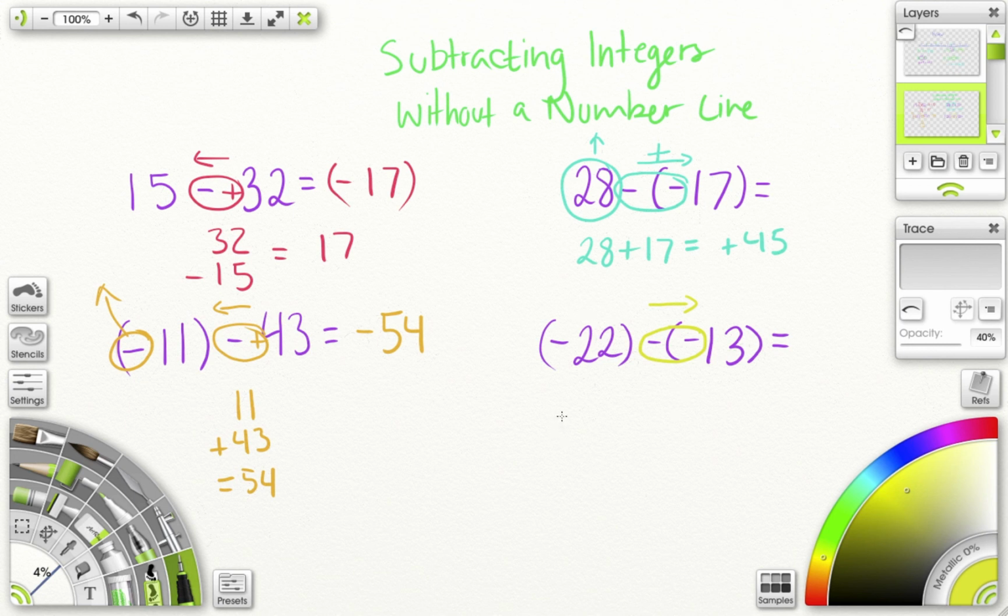So now, to do this problem, I'm going to take this negative sign in front of the 22, I'm going to put it aside. Now I do 22 minus, I'm going to keep those aside because we've already taken care of these, minus 13. 22 minus 13 equals 9. But remember, I took this negative sign aside. We're going to put it back. And it becomes negative 9. And that's our final number.